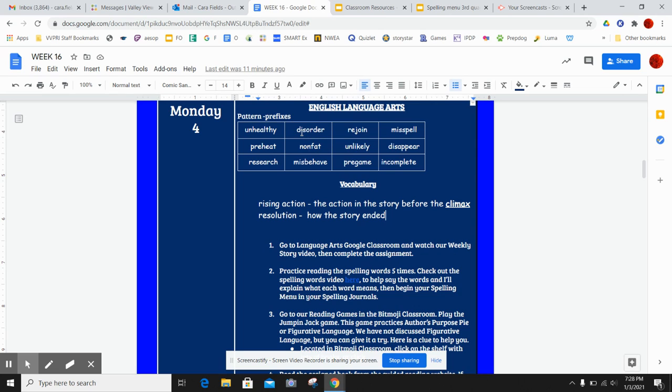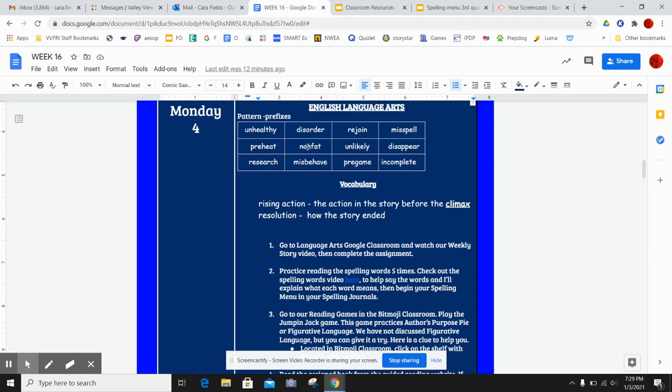Disorder, dis is another one that means not, so it's not in order, okay? Rejoin, so re means again, so you're going to join again, okay? Misspell, miss also means not, so misspell, not spelled correctly. Preheat, pre means before, so before you cook something, you have to heat up the oven. So before you do it, you preheat, heating it before you start cooking something.